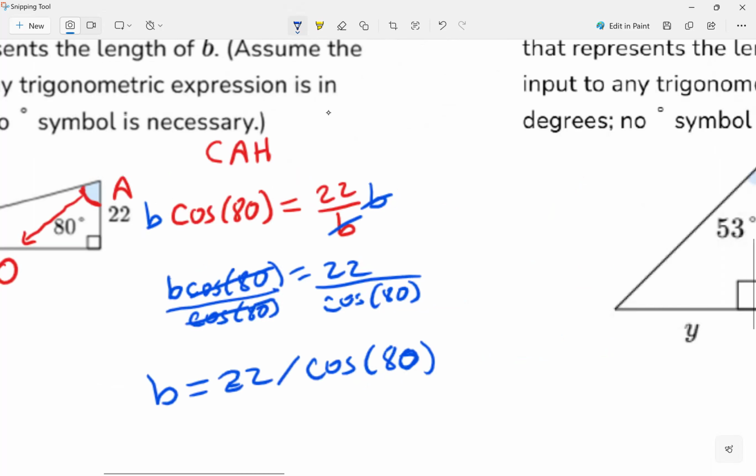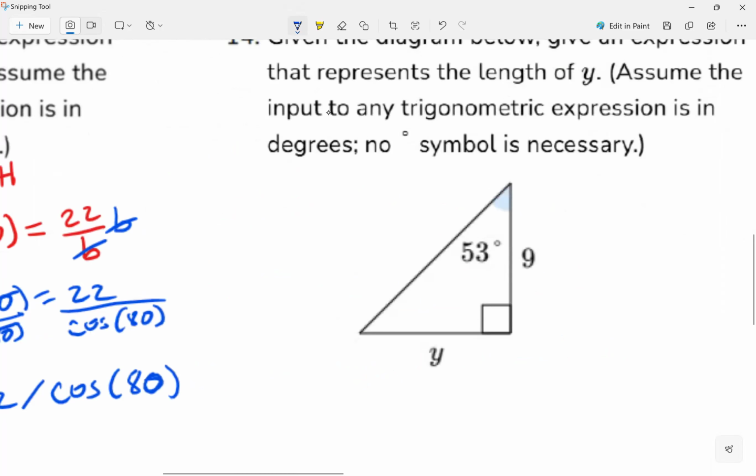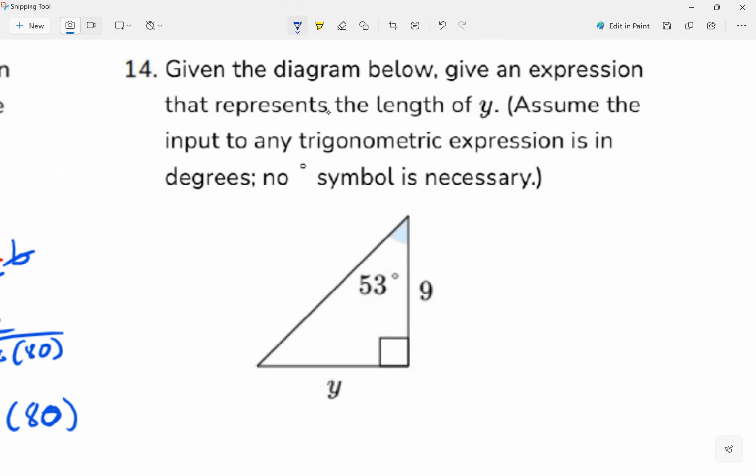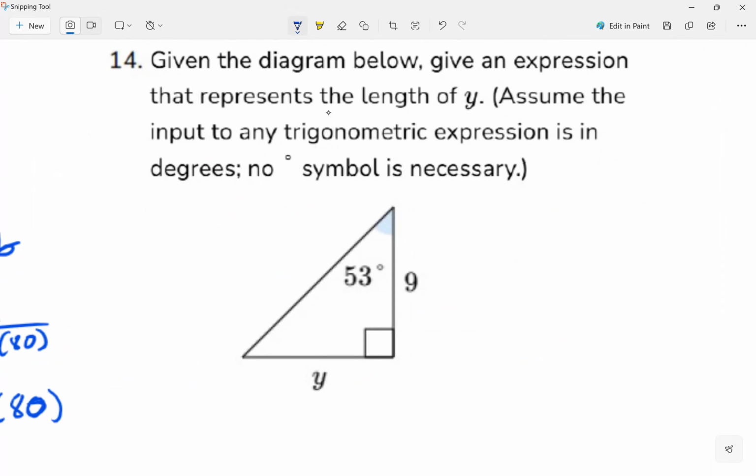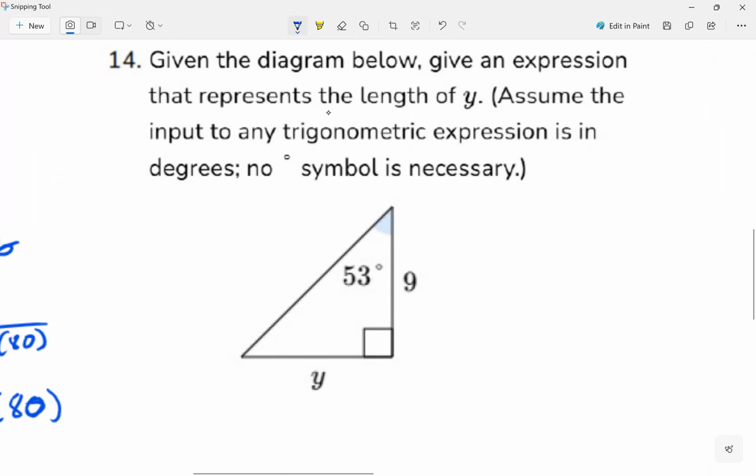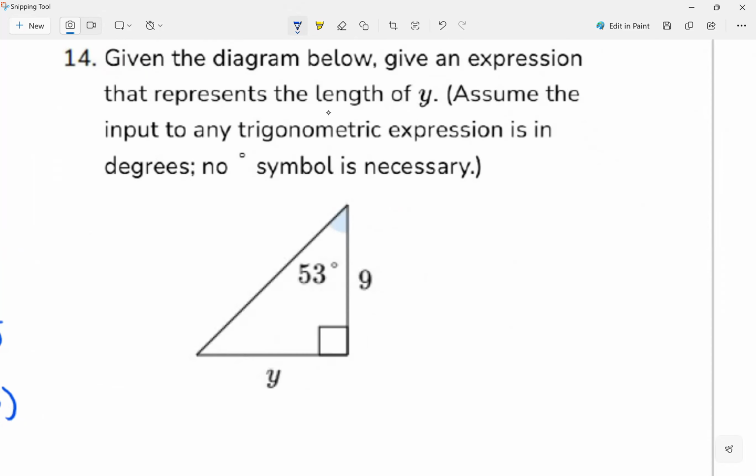Okay, not bad. How about here? Given the diagram below, give an expression that represents the length of y. Assume the input to any trigonometric expression is in degrees, so no degree symbol is necessary.